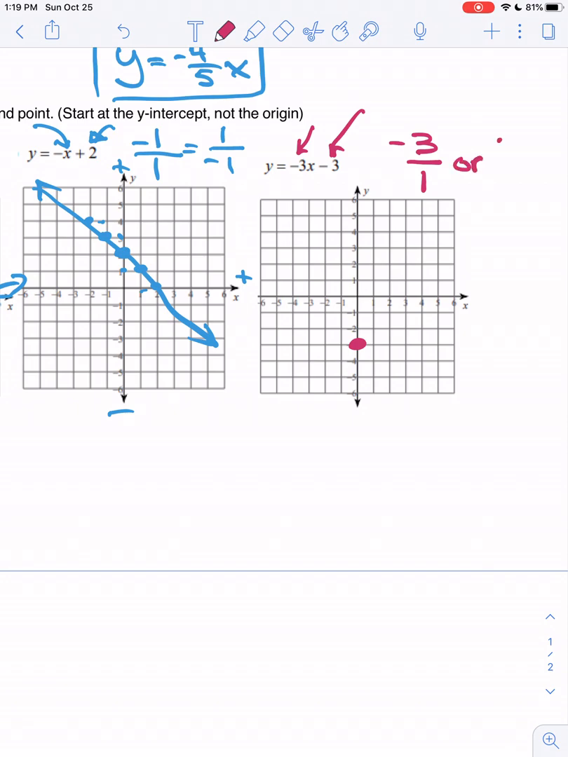If we choose to, we could make the 3 a positive and the 1 a negative. So we'll try it both ways. First way, we have a rise of -3. So that means we go down 3, 1, 2, 3, and a positive 1. So that's there. If we had chosen to put the negative in the denominator, we're going to rise 3, 1, 2, 3, and we're going to go left 1. And then either way, you sketch in your line.